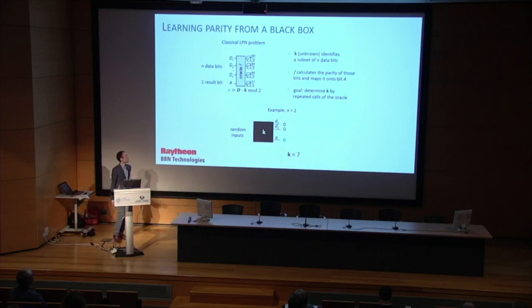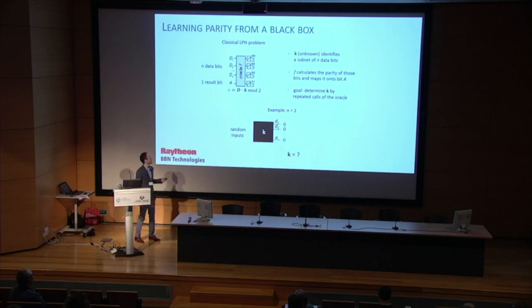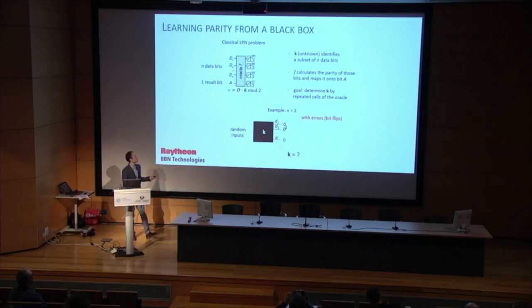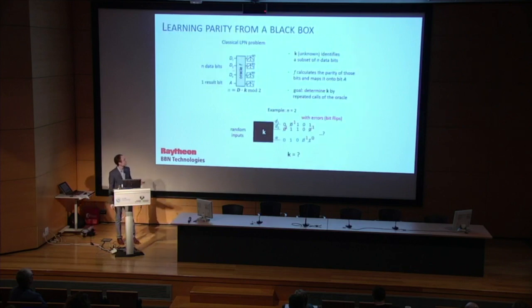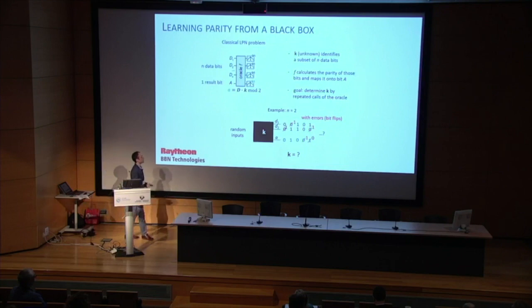However, if there are errors either in the oracle or in the readout of these bits, then things get harder because it's harder to correlate these results with the ancilla. So you need many more probings of this system in order to figure out, with some confidence, what the K is.